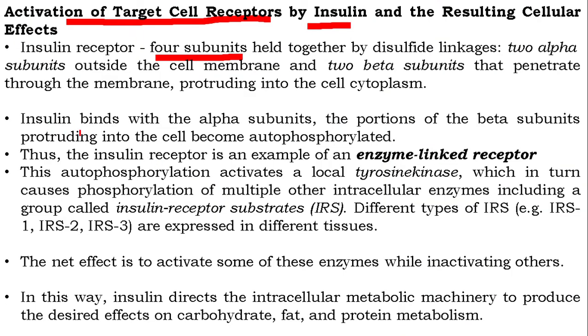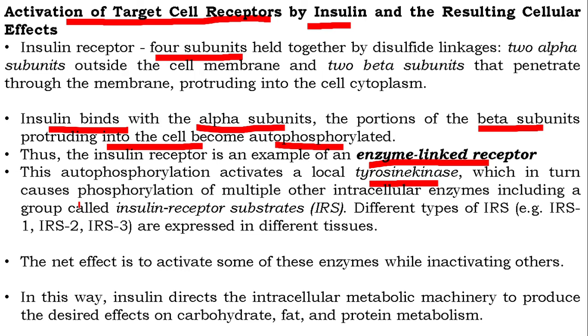As we found in the diagram, insulin is binding with the alpha subunit outside the plasma membrane, while the beta subunit inside the cell becomes autophosphorylated. That means this is an enzyme-linked receptor, tyrosine kinase. This autophosphorylation is activating tyrosine kinase, as I told you, which is causing phosphorylation of many other enzymes, including insulin receptor substrates. These insulin receptor substrates are of different types, IRS1, 2, 3, etc., in different tissues.